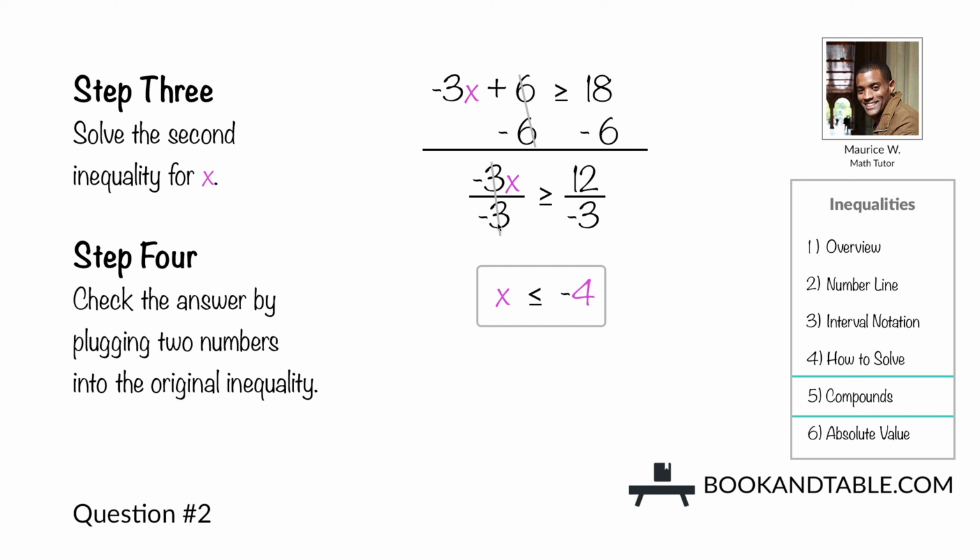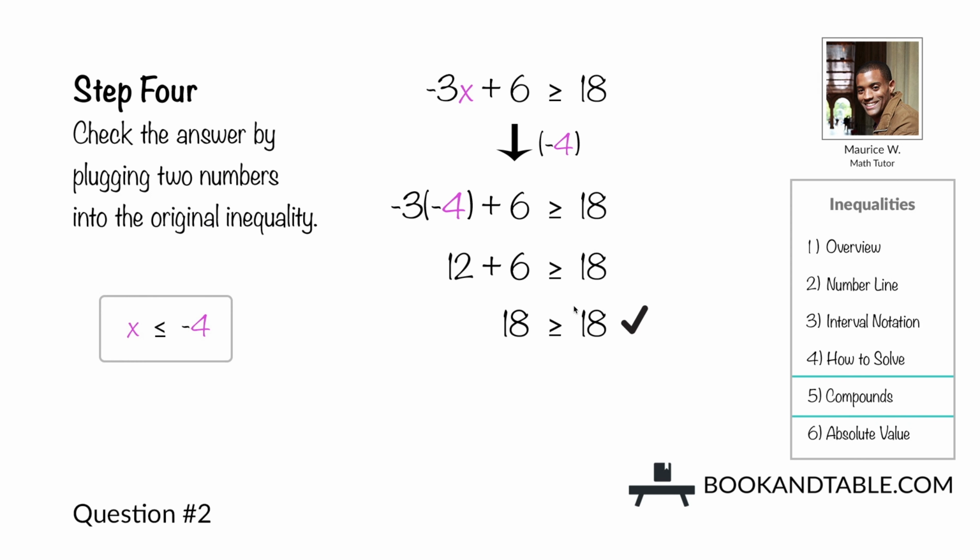And again, since we are dividing by a negative number, we must reverse the sign in the middle from greater than to less than. So the final answer to the second inequality of question number 2 is x is less than or equal to negative 4. And we check this inequality the same way we did the previous ones. So we want to plug in two numbers into the original inequality. Since we have x is less than or equal to negative 4, we want to plug in negative 4, since that should work. And then we want to plug in a value that should not work, which should be negative 3. Negative 3 is larger than negative 4, not smaller.